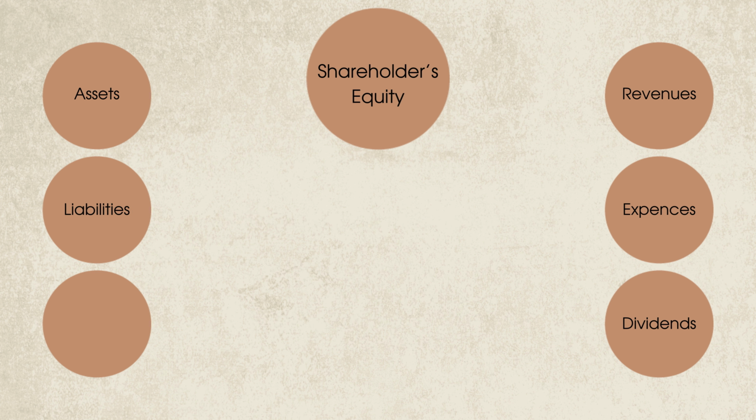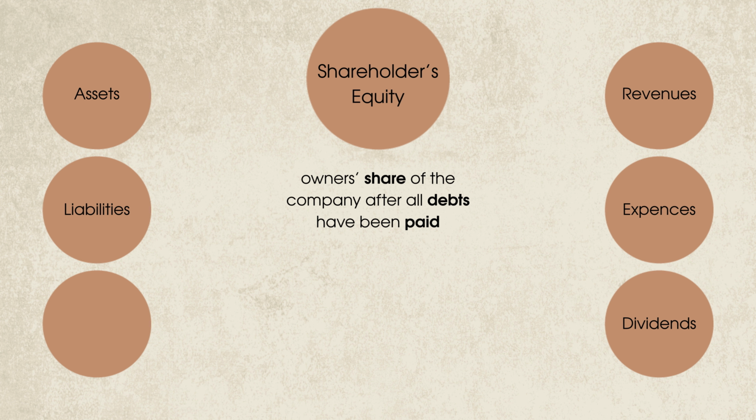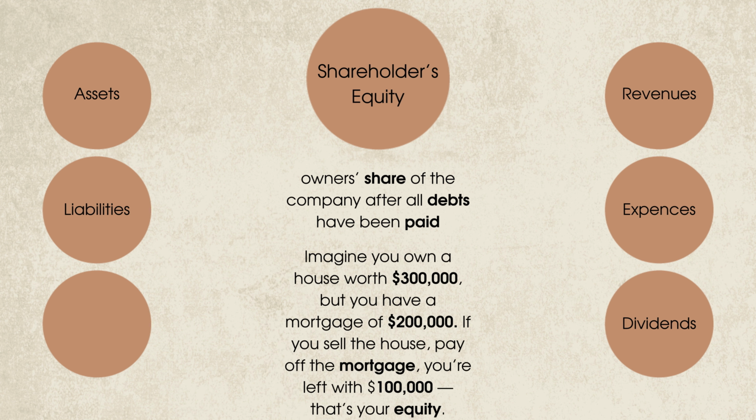Now, let's talk about shareholders' equity. This one often confuses students because it's less intuitive. The easiest way to understand it is to think of it as the owner's share of the company after all debts have been paid. Imagine you own a house worth $300,000, but you have a mortgage of $200,000. If you sell the house, pay off the mortgage, you're left with $100,000.